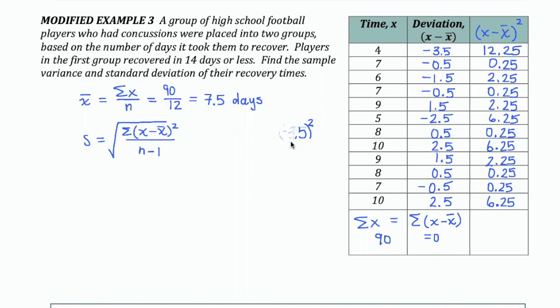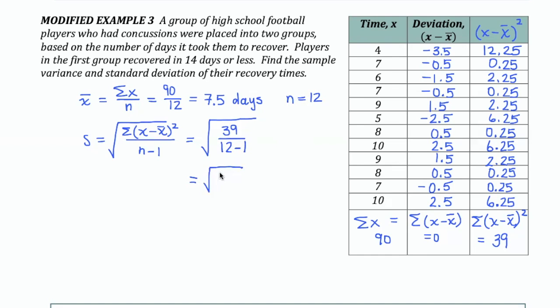And of course, all of these numbers then should turn positive. So now when we sum them, we will actually get a number that's meaningful, not just zero. Turns out it becomes 39. So going back to my formula here, it says I'm going to take that sum, which is 39, and divide it by my little n, which again, my number of pieces of data in my sample, was 12. And I'm going to subtract 1 before doing that division. So I want to take the square root of 39 divided by 11.